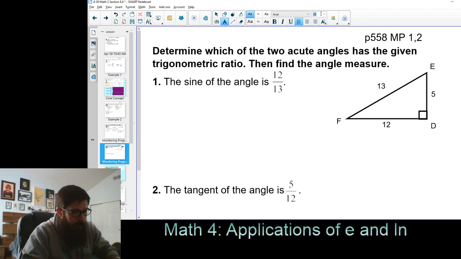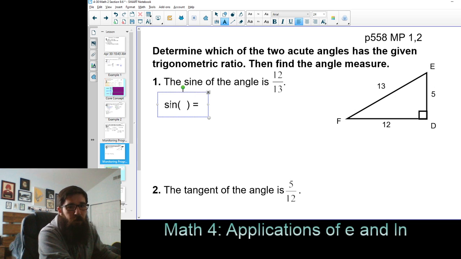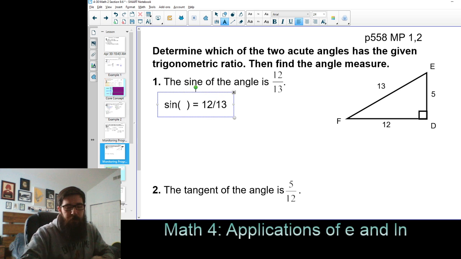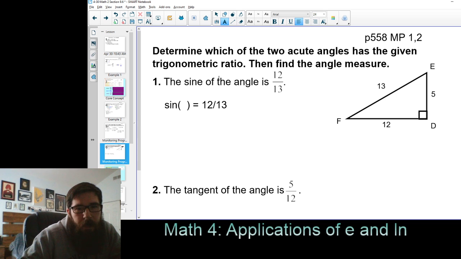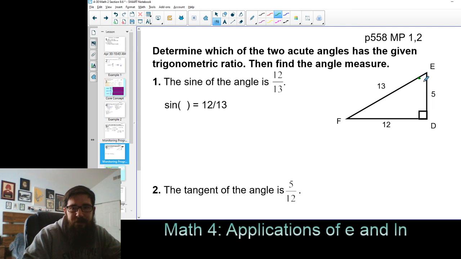Let's make this font a little smaller. Currently, I know sine of some angle, I'll leave that blank for now and come back to that. It needs to equal 12 over 13. I'm going to do the sideways fractions just for space here. I'm asking which angle has a ratio of 12 over 13. So if I go alphabetically, I'm looking at this angle E right here. What side is opposite from E? Sine is opposite over hypotenuse. My opposite side is 12. My hypotenuse is 13. So we basically got our answer right there.